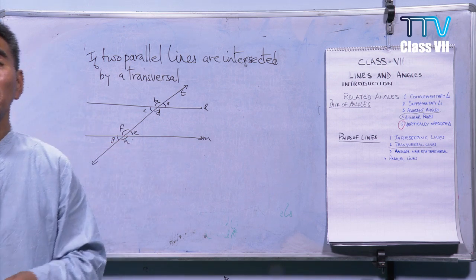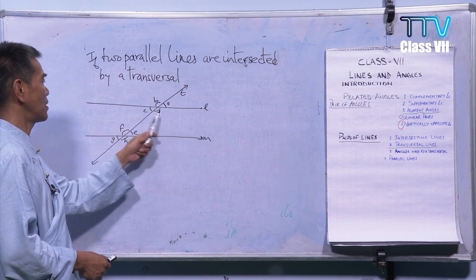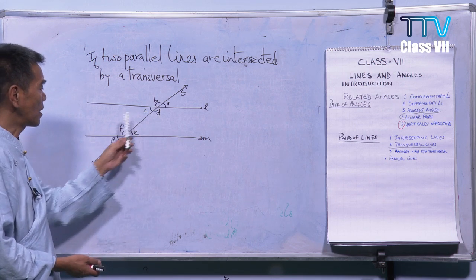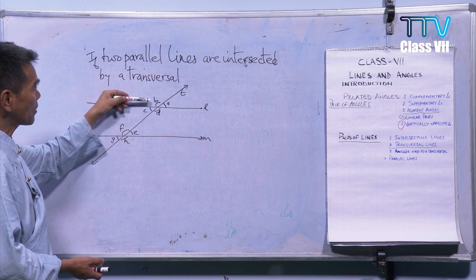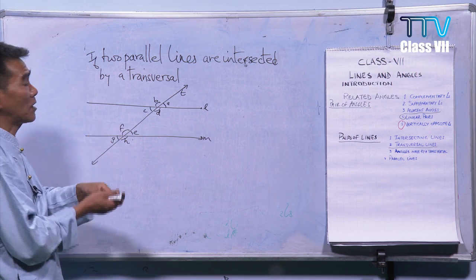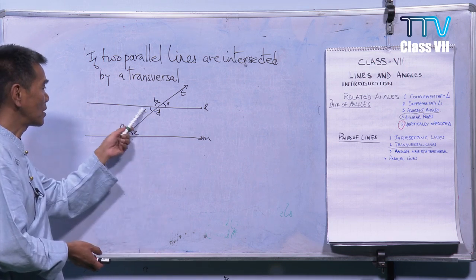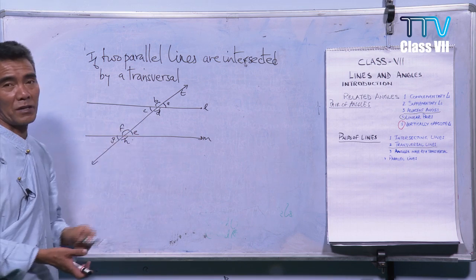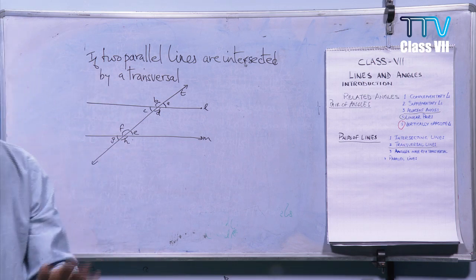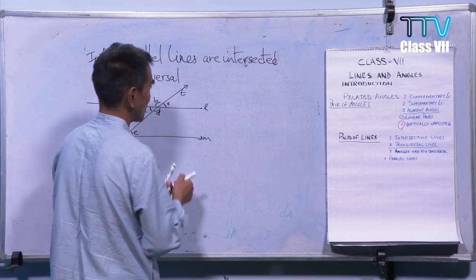The angle pairs: corresponding angles are B and F, C and G, A and E, D and H. Interior alternate angles are C and E, D and F. Exterior alternate angles are B and H, A and G. Interior angles are C, D, E, F. On opposite sides, alternate angles are C and E, D and F. When a transversal intersects parallel lines, angles are formed.